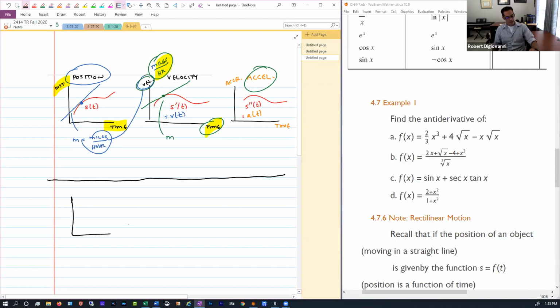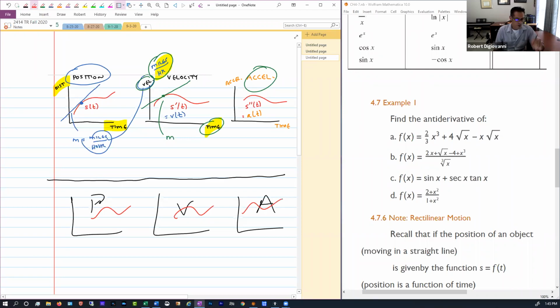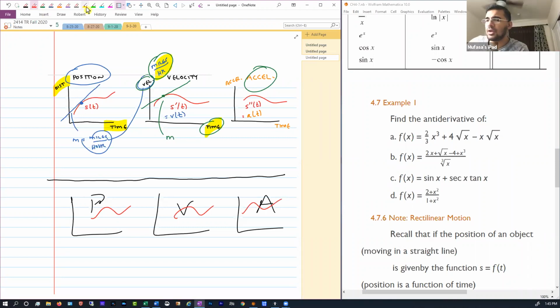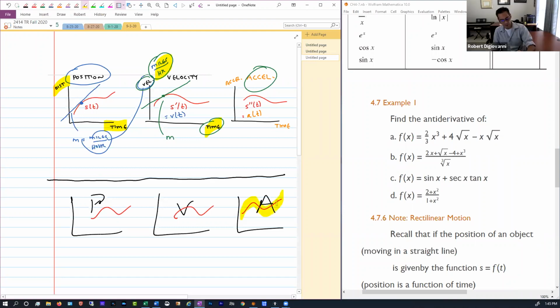Okay, so we have position, velocity, and acceleration functions, right? If we start with position, we can get to acceleration. Can we start from acceleration and get back to position? We can, but we would have to use antiderivatives. That's right. If I start here in the yellow, the question is, can you get back to position?